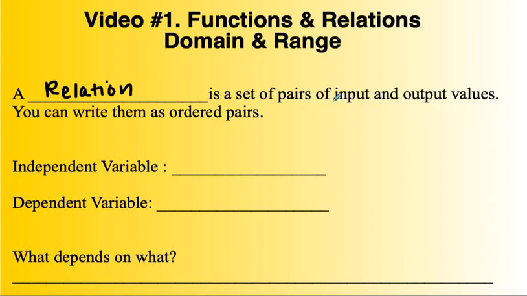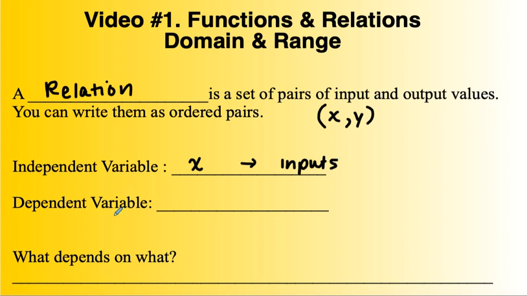and output values. And we can write relations as ordered pairs. Now remember, an ordered pair is like a coordinate point, and it comes in the form with an x and a y. But we need to define what each variable means. And so we call x our independent variable. So our independent variable is the x, okay? Those represent the inputs of a function. Now it doesn't always have to be x, but it does have to be the input.